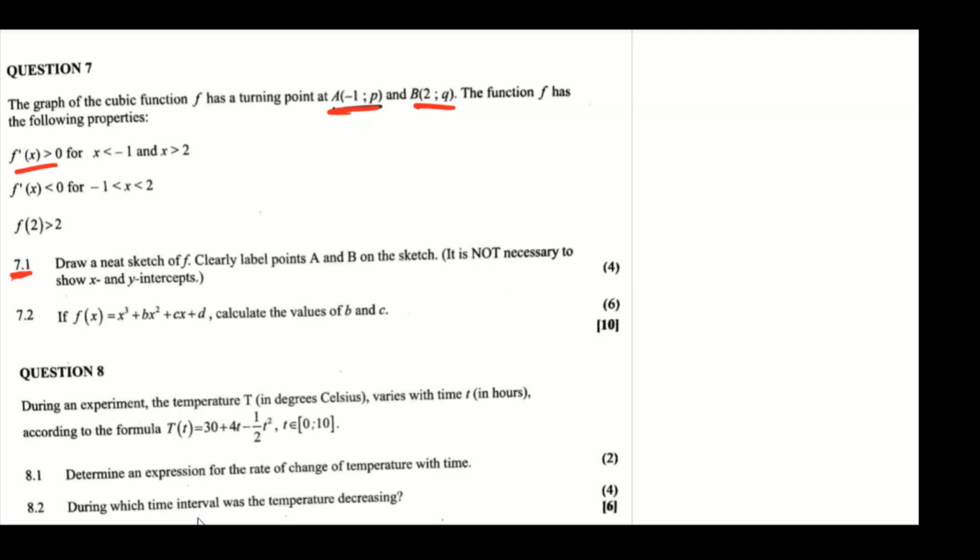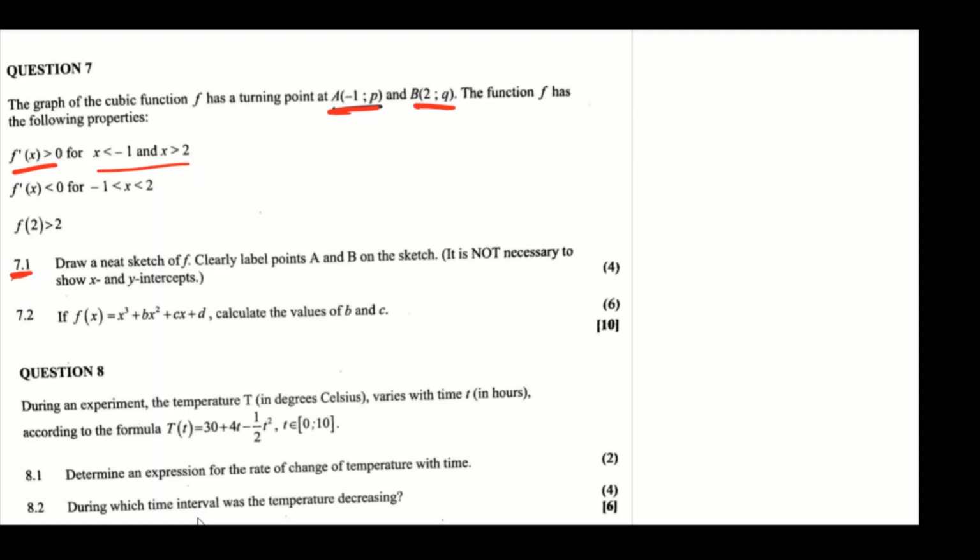When f prime of x is greater than 0, for x is less than -1 and x is greater than 2. What does that mean? We all know what f prime is, right? F prime of x is a gradient. So when the gradient is greater than 0, it's positive, meaning it's increasing. So when the gradient is greater than 0, it's increasing in the function.